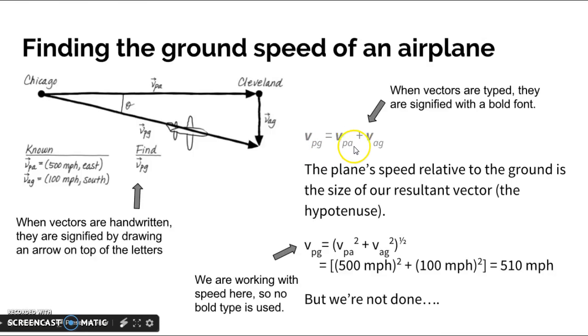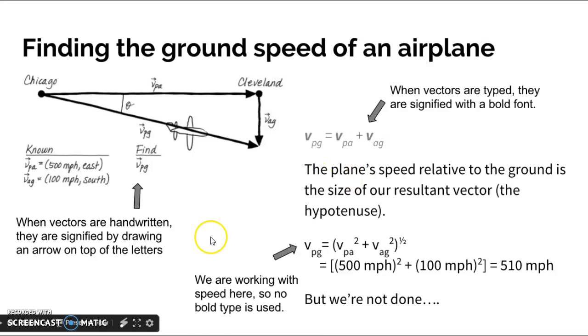So that's going to be our sandwich variable, is the air. We want the plane on the left, and we want the ground on the right. So we're going to have the velocity of the plane with respect to the air added to the velocity of the air with respect to the ground.